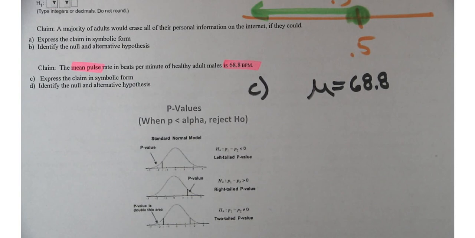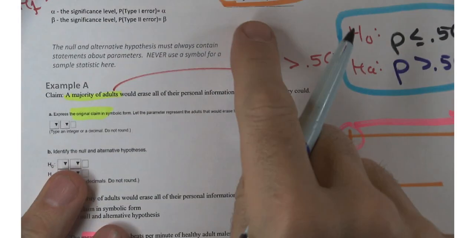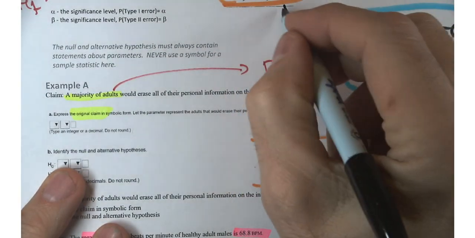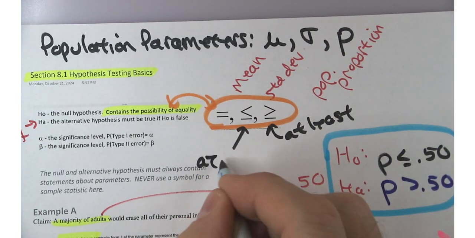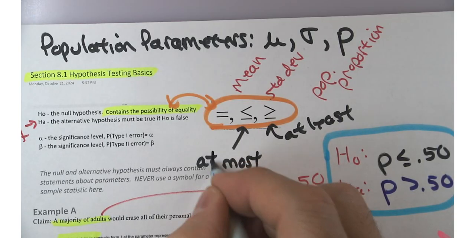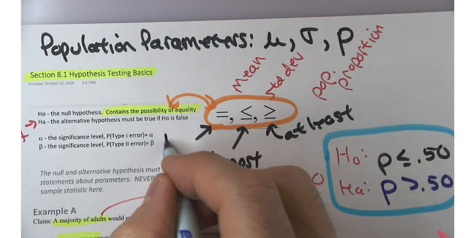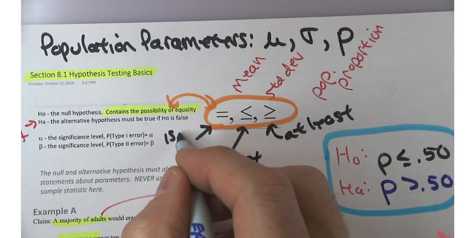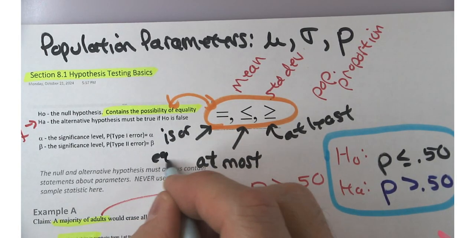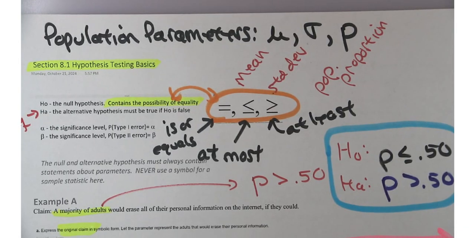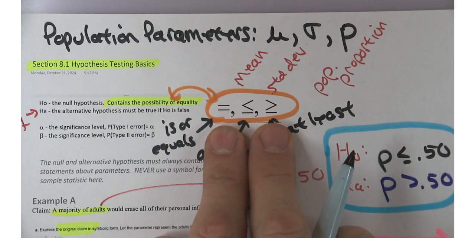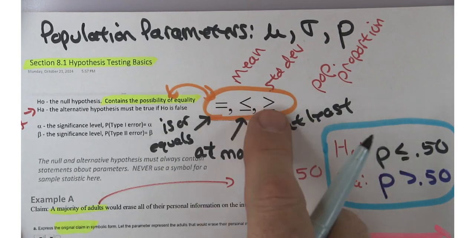And then we could have greater than. At least would be this one. That would be at least. Oh, my bad. At least. At most. And is or equals. So there are different ways to say these things in words, but when you see these words, they go with these symbols.